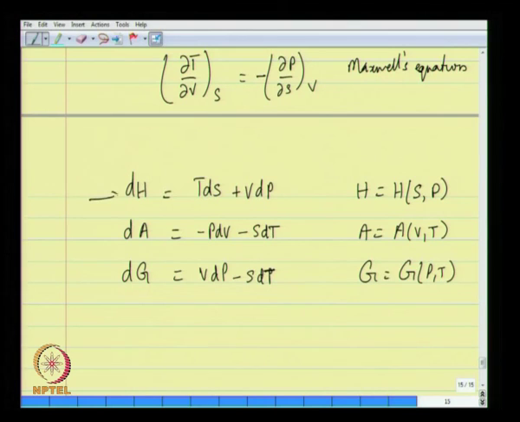You can see that all of these are perfect differentials, and therefore it is possible to take the mixed derivatives and equate them. Likewise, the derivative of P with respect to T and the derivative of S with respect to V can be equated, and the derivative of V with respect to T and the derivative of S with respect to P can be equated, leading to the other three Maxwell's equations. These are all based on the fact that we have an exact differential, and therefore it is possible to express these differentials, which are functions of two variables, in the form of the celebrated Maxwell's equations.